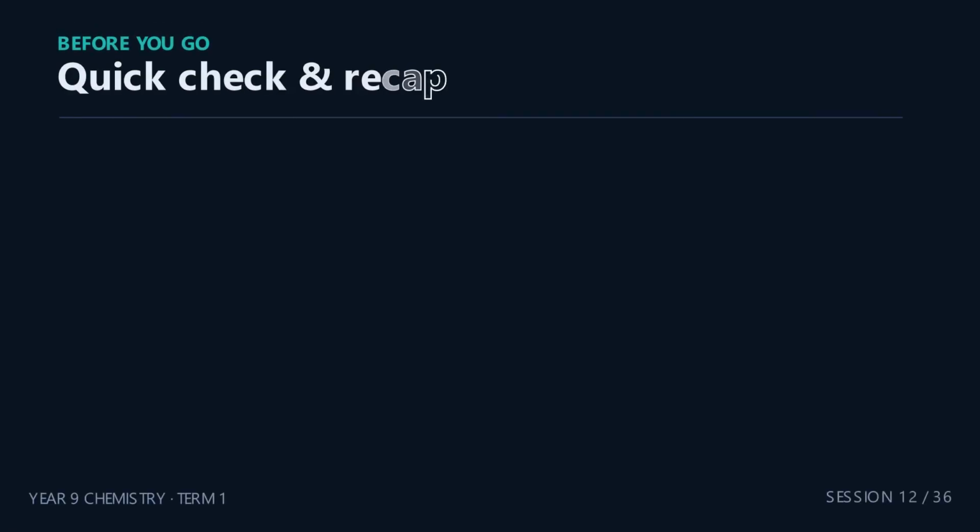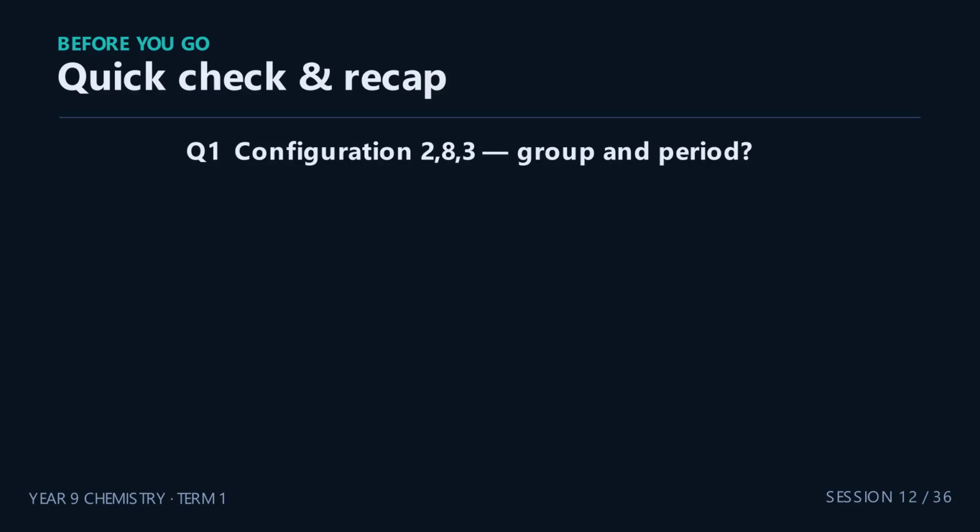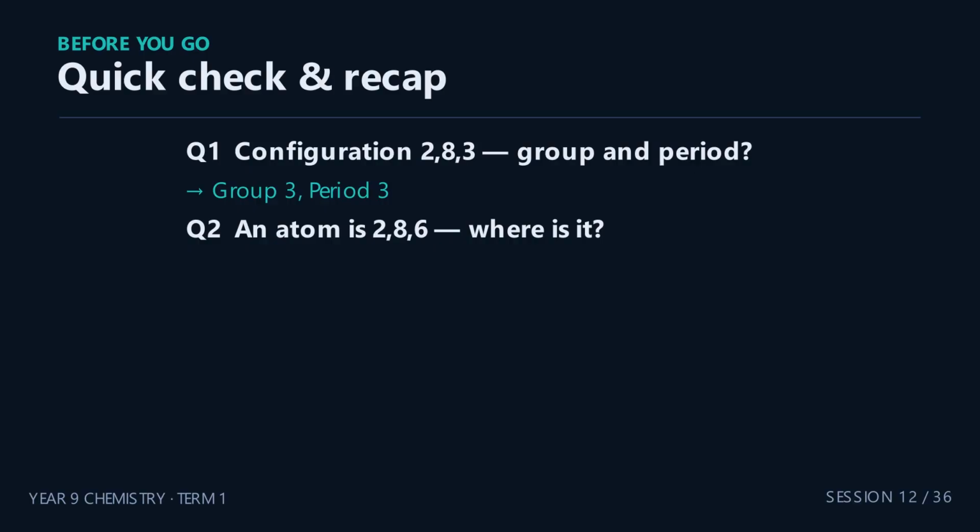Quick check. Question 1. An element has configuration 2, 8, 3. Group and period? Pause and answer. 3 outer electrons, group 3, 3 shells, period 3. Question 2. An atom is 2, 8, 6. Where is it? Group 6, period 3.